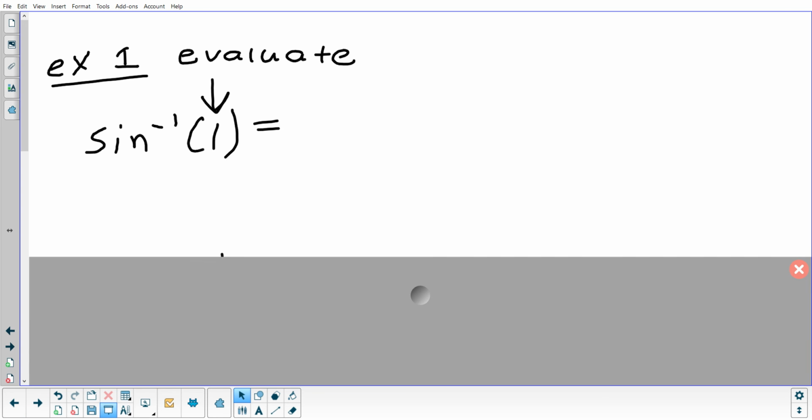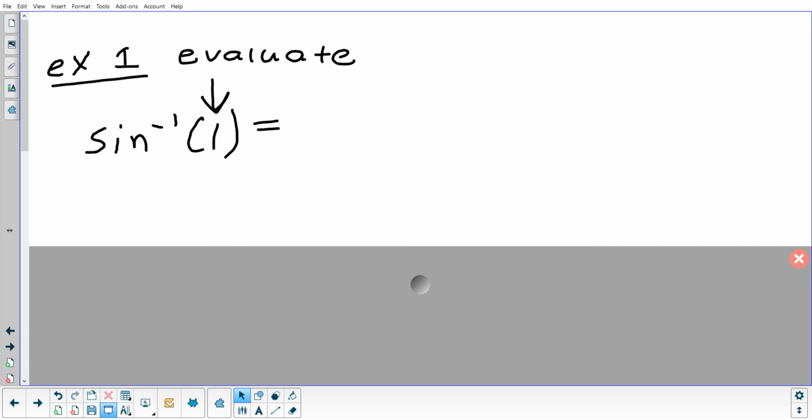All right, so first problem says inverse sine of 1.